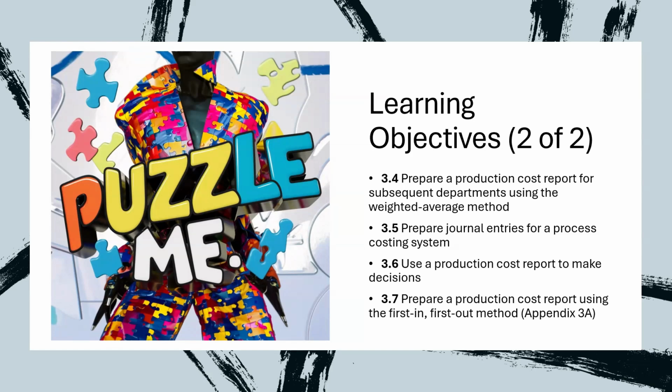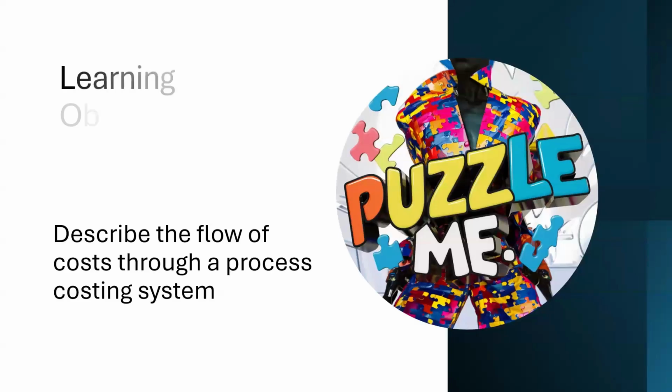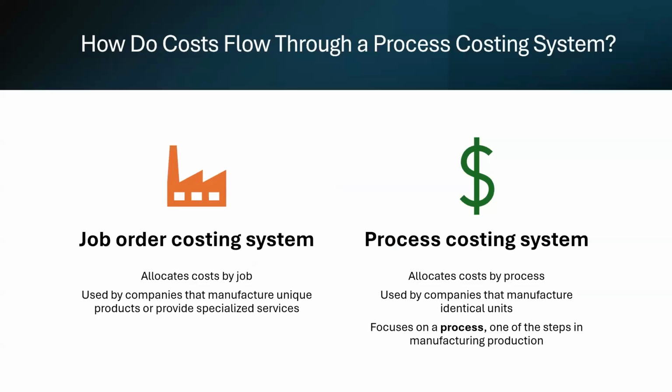5, prepare journal entries for a process costing system. 6, use a production cost report to make decisions. And 7, prepare a production cost report using the first in, first out method. So let's begin with learning objective 1, which deals with describing the flow of costs through a process costing system.